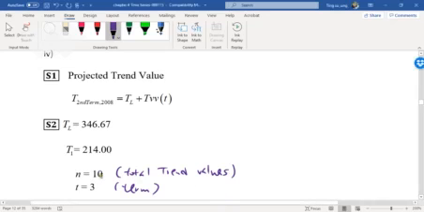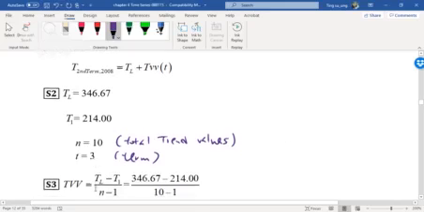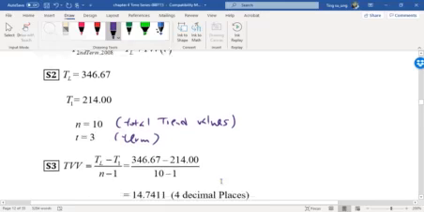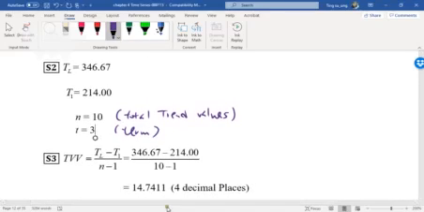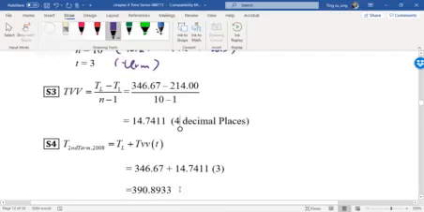Total trend you got 10. Term you got 3. So substitute your TVV. So your last trend minus your first trend, divided by 10 minus 1, which is 9. Get your information, then get your answer in 4 decimal places. After that, don't forget to substitute back your answer to get your projected trend value for the second term 2008. But don't stop here, you haven't finished your answer yet.